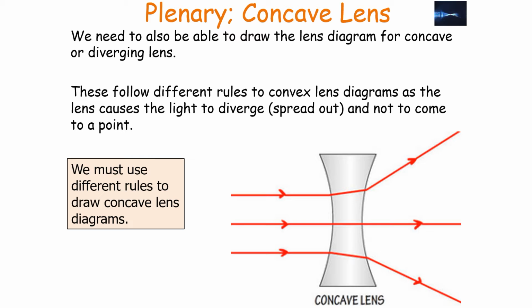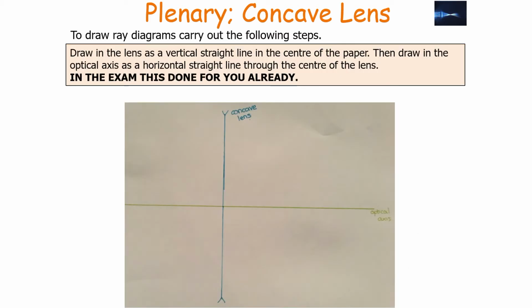Now these lenses follow different rules to convex lens diagrams, as these lenses cause the light or rays to diverge, spread out and not come to a point. So we've got to use different rules for concave lenses. Like in the previous example of the convex lens diagram, you would draw in your concave lens with that particular symbol, and then you would draw your optical axis through the center of your lens.